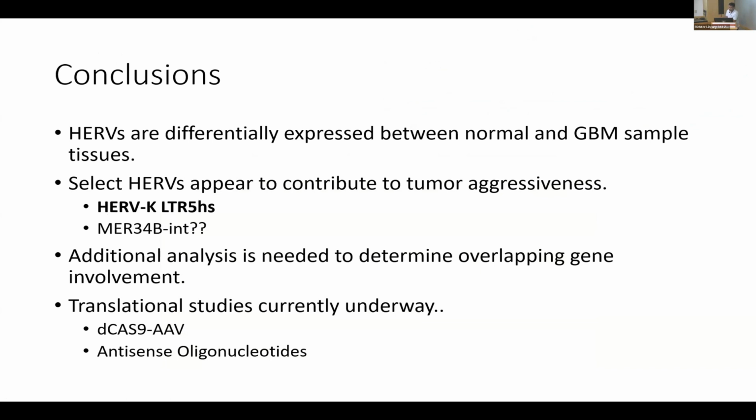Also, further analysis is needed for me to see what are the overlapping genes around the loci that I identified, and whether all those genes are also contributing to stem-like or aggressive features as well.